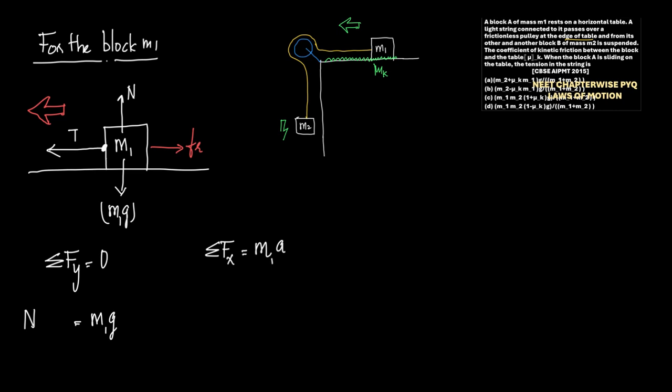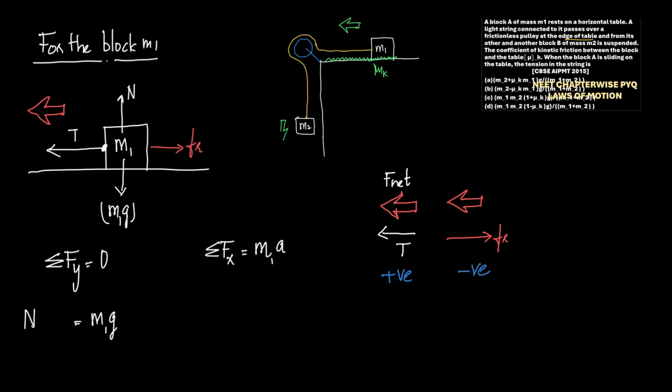Now what about sigma fx? I'll make this concept very clear. This is the net direction of motion, which is towards the left. Tension is acting along the direction of motion, and friction is acting opposed to it. When the forces are in opposite directions, we consider the one along the motion to be positive and Fr to be negative.